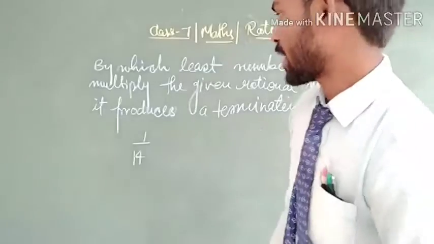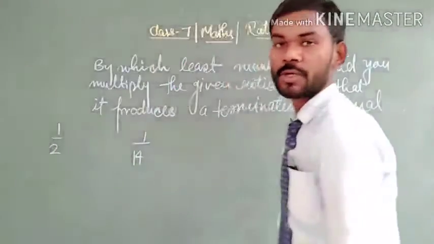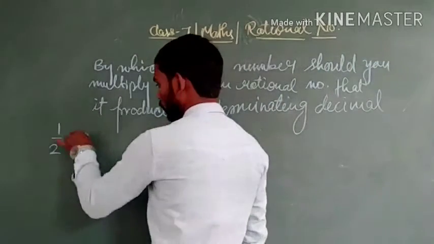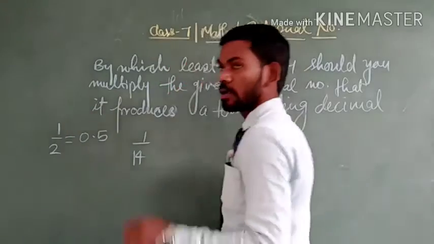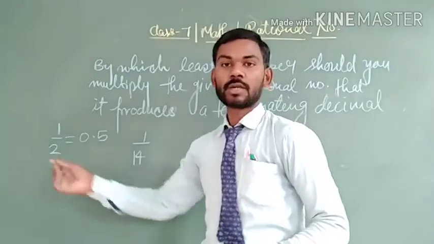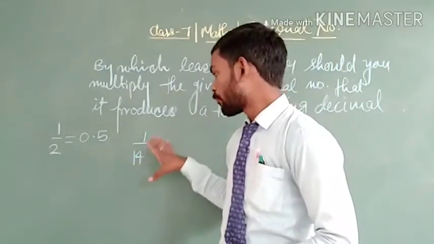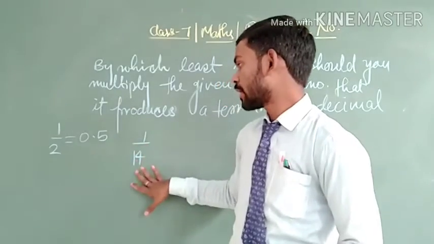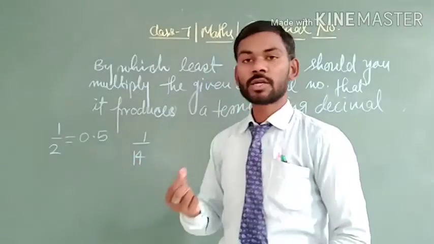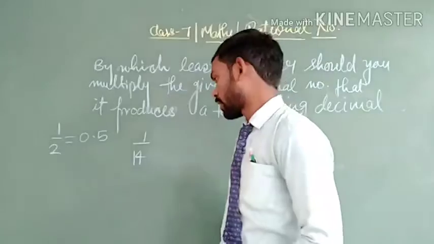So students, as we know, if 1 upon 2 is the rational number given, then we have the value 0.5. Why? Because here we can convert this denominator to 10 or a multiple of 10. So we shall also convert it in that way, so the denominator becomes 10 or a multiple of 10.